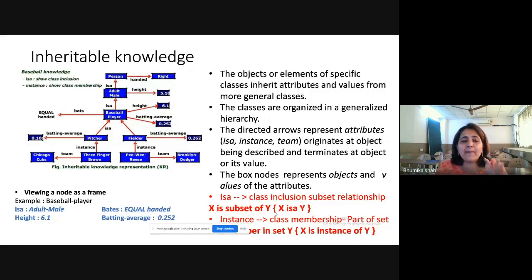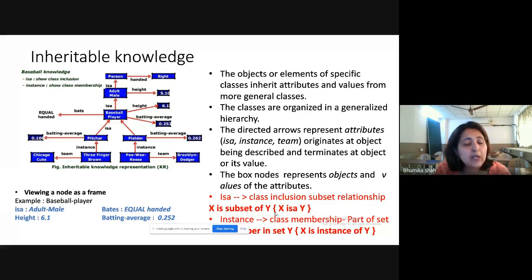Imagine it like this: pitcher is a small class and it is part of the broader class baseball player. For example, you have one set which contains the values A, B, and another set which contains the values a, b, c, d, e. Can I say the first set is a subset of the second set? Yes, because all values in the first set are also present in the second set. So there is a subset relationship between the first set and the second set. Are you getting what I'm trying to say?